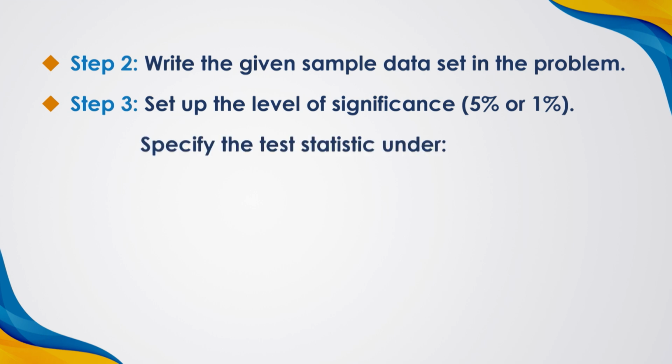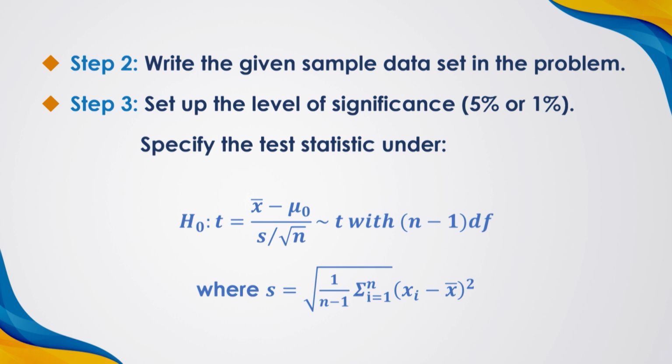Specify the test statistic under H0: t equal to x bar minus mu naught divided by s by root n. This follows t distribution with n minus 1 degrees of freedom. Here s is capital S equal to root of 1 by n sigma i equals 1 to n, xi minus x bar whole square.